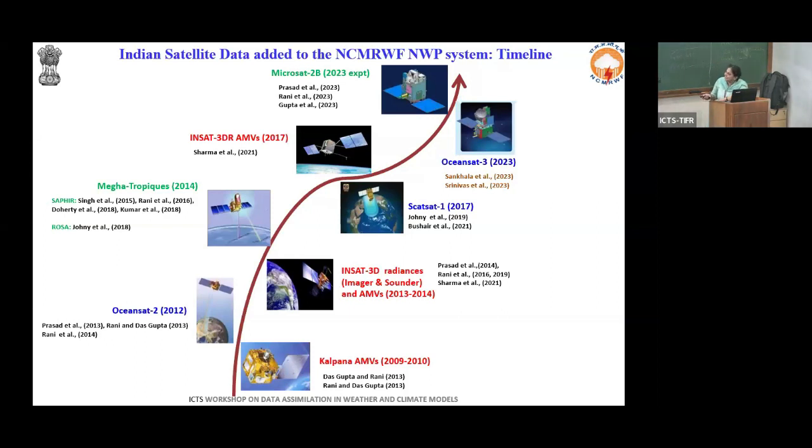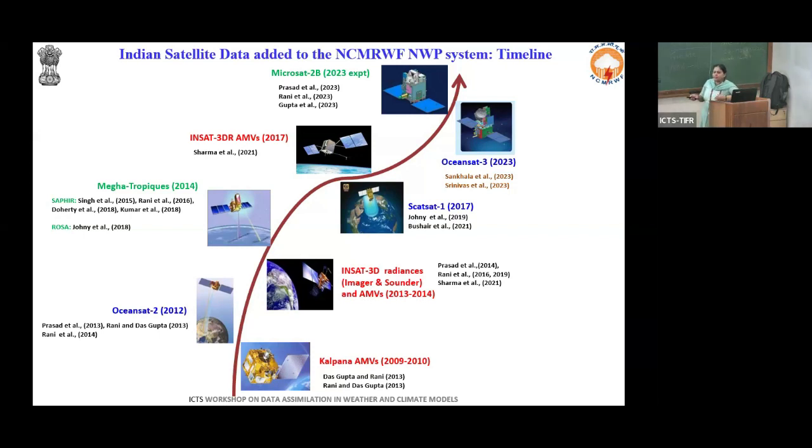Coming to the Indian satellite data, almost all the operational centers use all the global data, and at NCMRWF we were the first to use all the Indian satellite data and demonstrate that the quality is good, and then the other centers started to use the data. Starting from Kalpana, the first dedicated meteorological satellite by ISRO, we assimilated only the AMVs. We didn't use any radiance data.